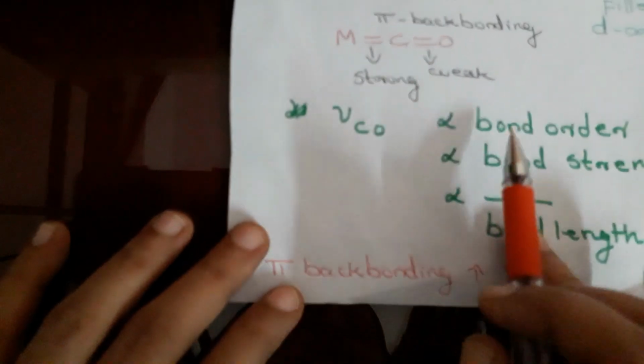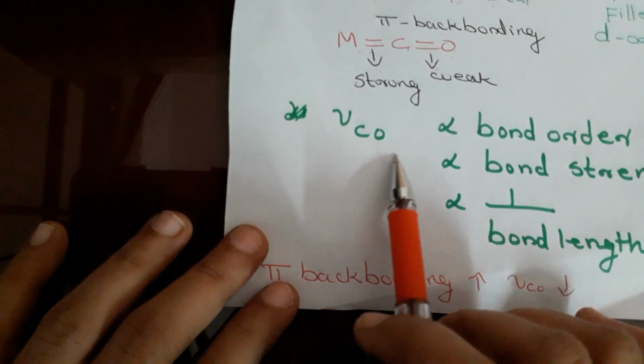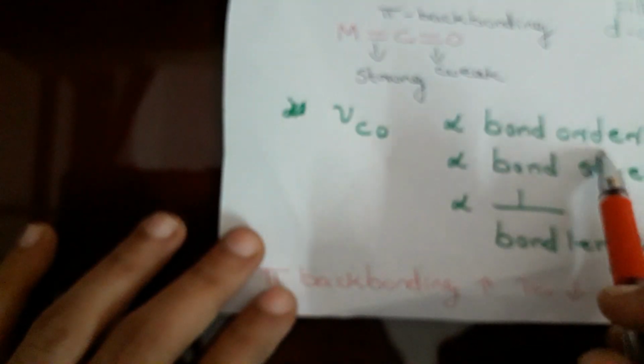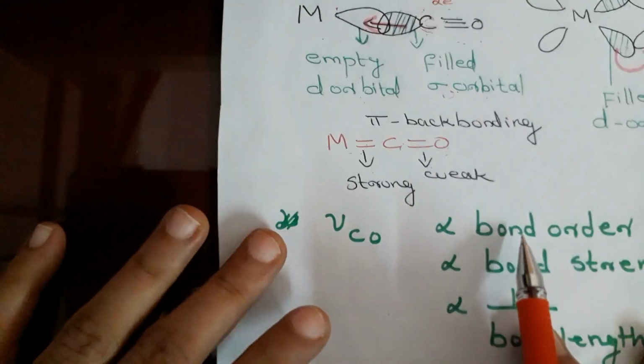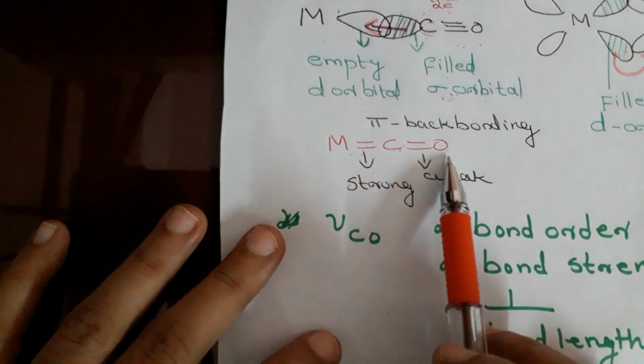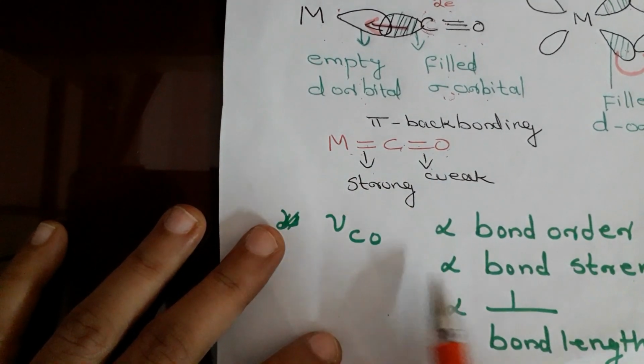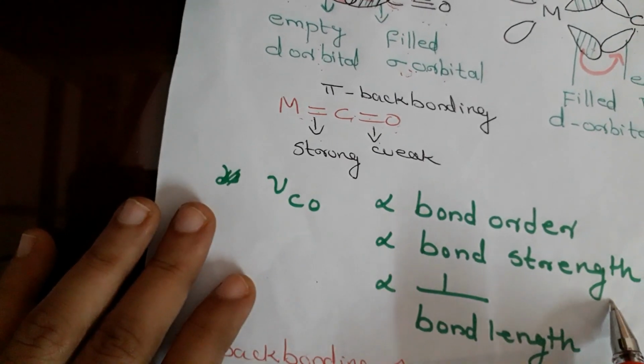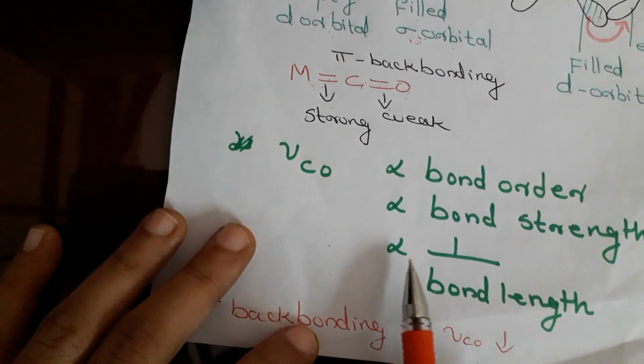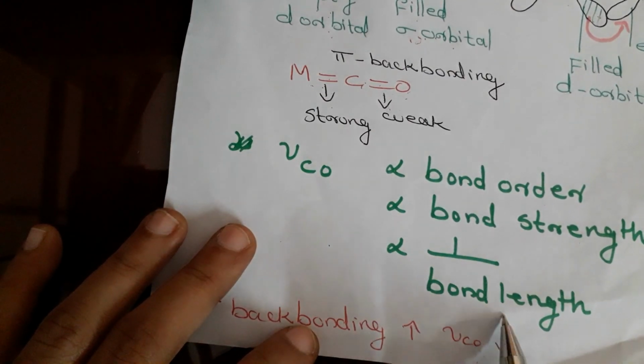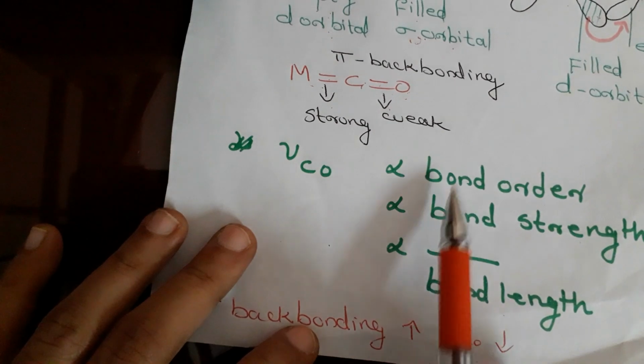Pi backbonding increases, stretching frequency decreases. Okay, this you also know: stretching frequency is directly proportional to bond order, meaning the CO bond order. Stretching frequency is directly proportional to bond strength. Stretching frequency is inversely proportional to bond length. Okay, this you also learned.